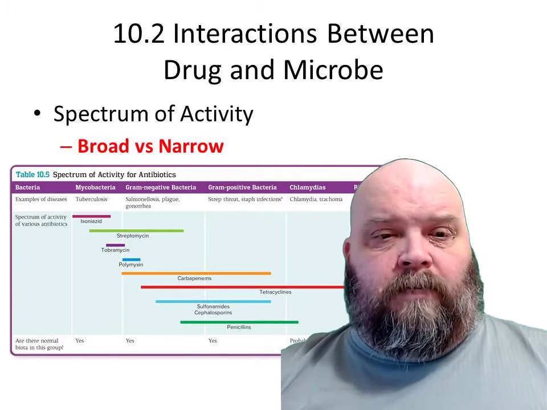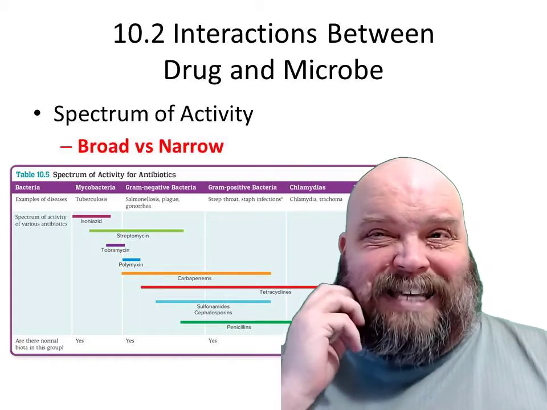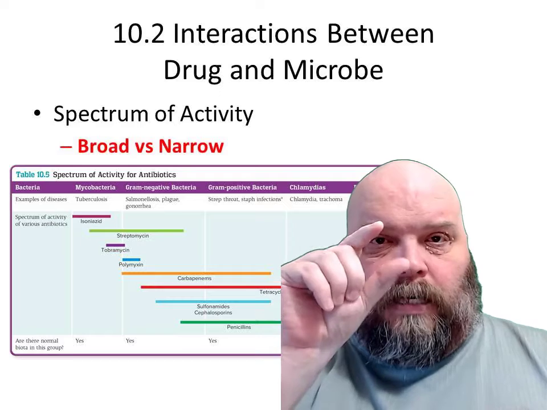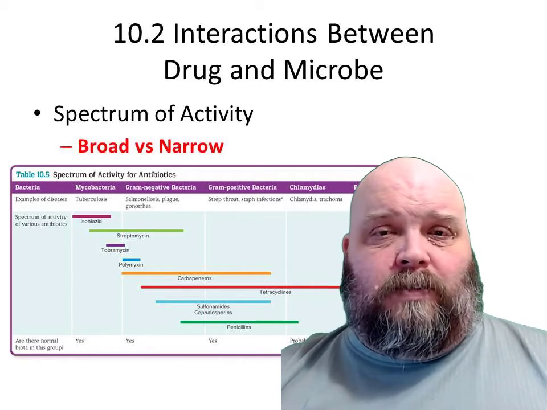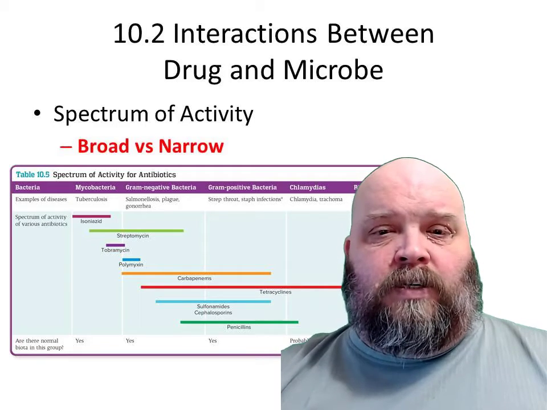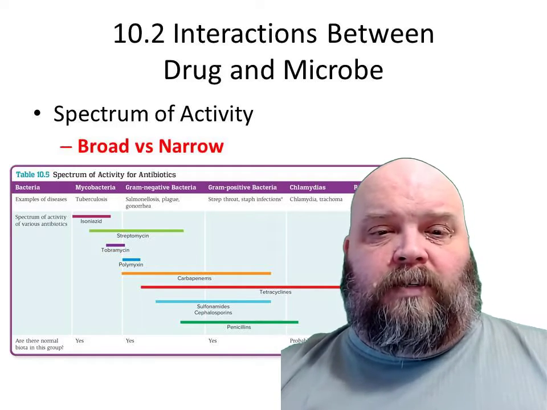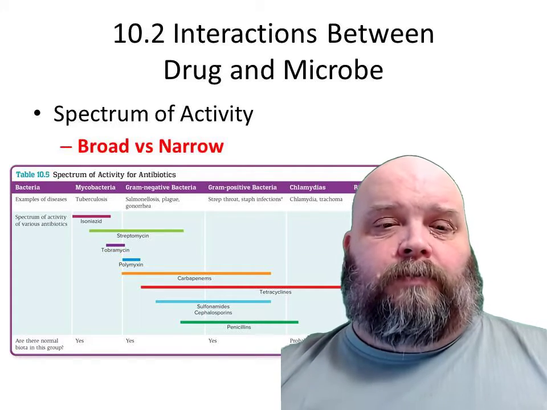You look at the far left over there, isoniazid. Isoniazid is an extremely narrow spectrum. It's only good for tuberculosis. That's it. If you got somebody with a staph infection, strep infection, whatever, not going to work. Not going to be helpful.